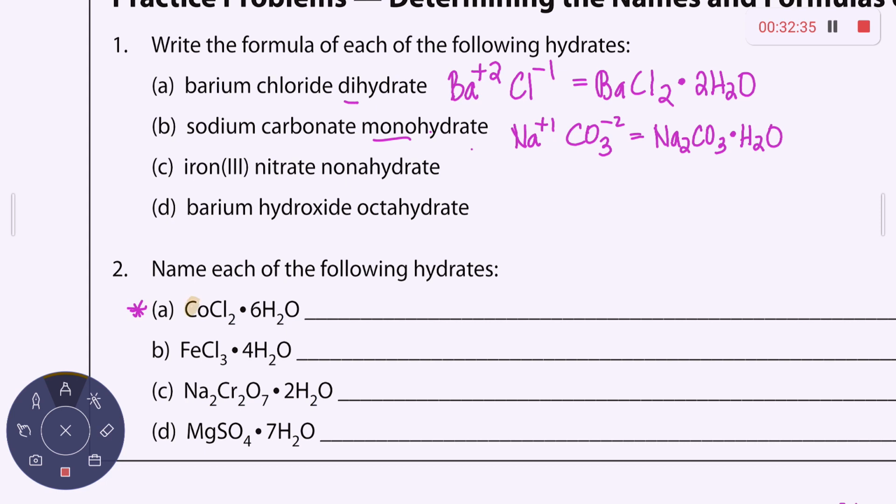Okay? If we are naming hydrates, so if we're doing 2A as an example, you'll notice that here I have cobalt and iron, which require us to calculate the charge on the metal because those are transition metals. I've got 2 chlorine. The charge on chlorine is a -1. You multiply the 2 and the -1 to get a -2. That means you need a +2 on the other side. So 1 cobalt at a +2 charge would give me that. So this is cobalt, Roman numeral 2 because of this charge. Chloride. I have 6 waters. So this would be hexahydrate.